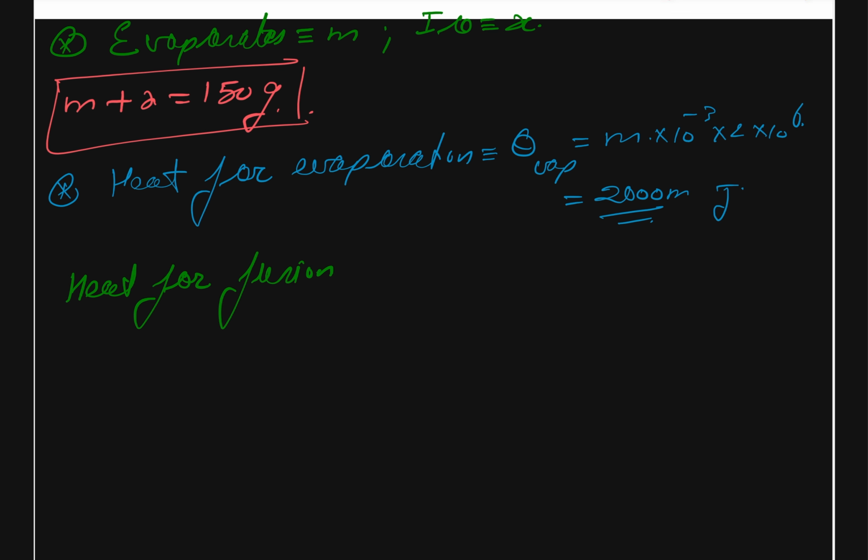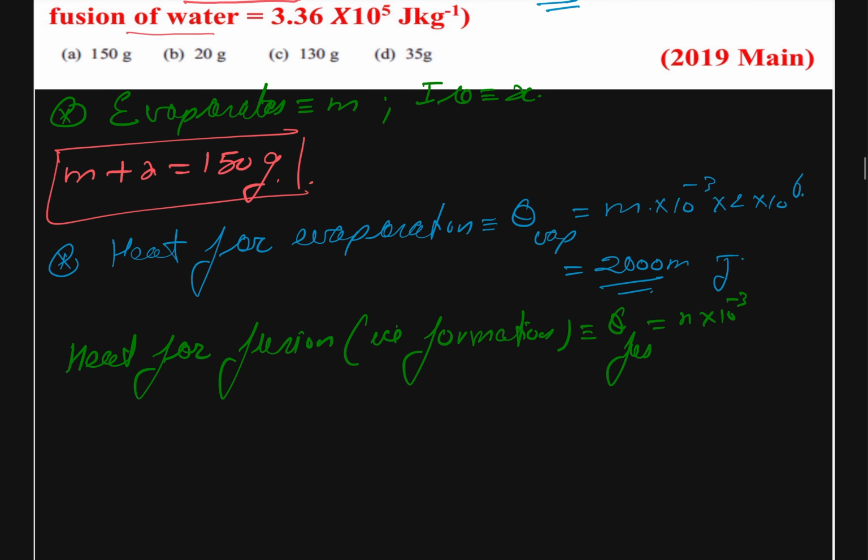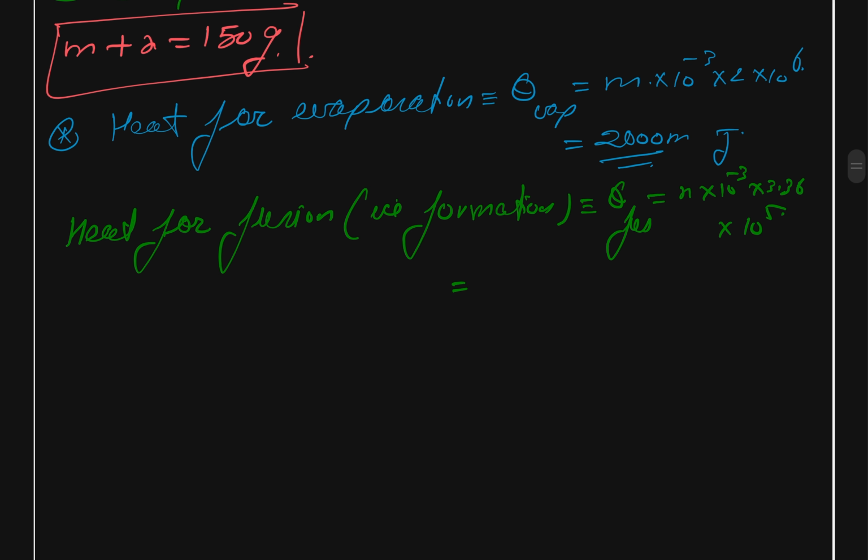And then we come to the heat for fusion, or we can say ice formation. Let us call this Q fusion, which will be equal to, this is x, and latent heat of fusion is given as 3.36, so this will be also 10 to the power minus 3 into 3.36 into 10 to the power 5. So this comes to us as 336 times x joules.